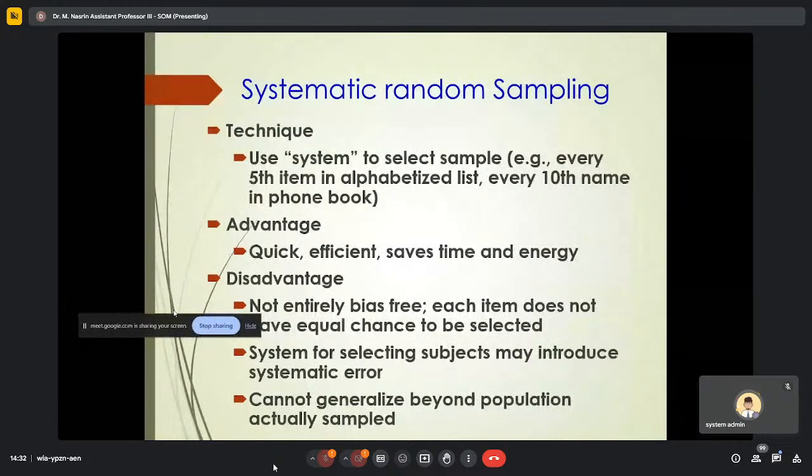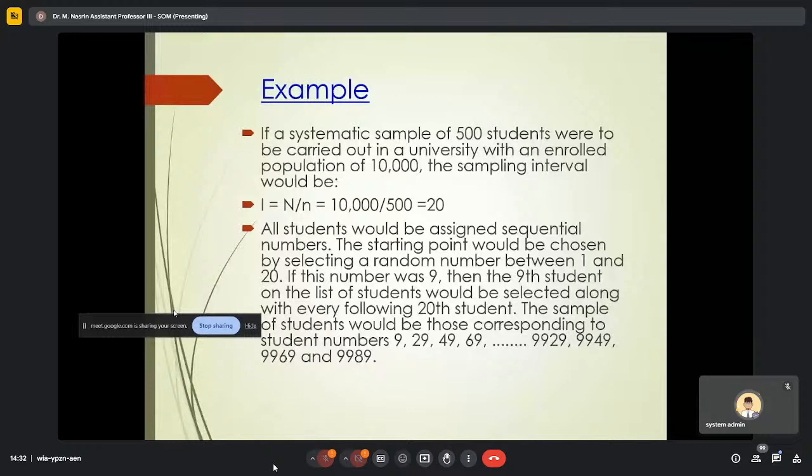As an example, if a systematic sample of 500 students were to be carried out in a university with an enrolled population of 10,000, the sample interval would be capital N, that is the entire population, divided by the small n, the sample which I am going to choose. So 10,000 is my entire population, 500 is the sample which I am going to choose. Then 20 will be the number: in the 10,000 students list, I will pick every 20th student.